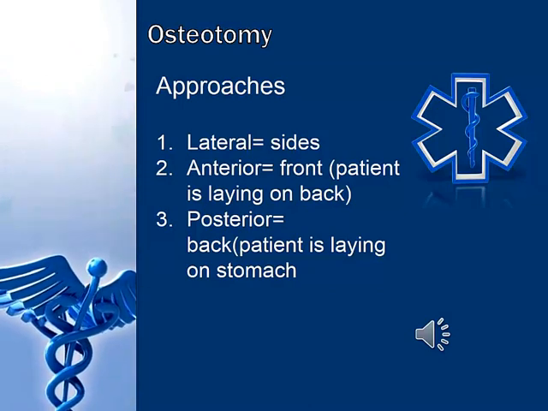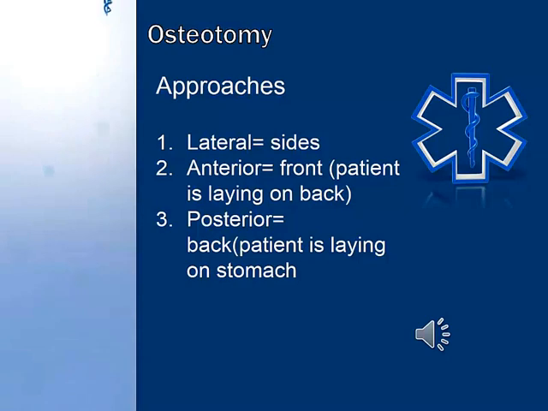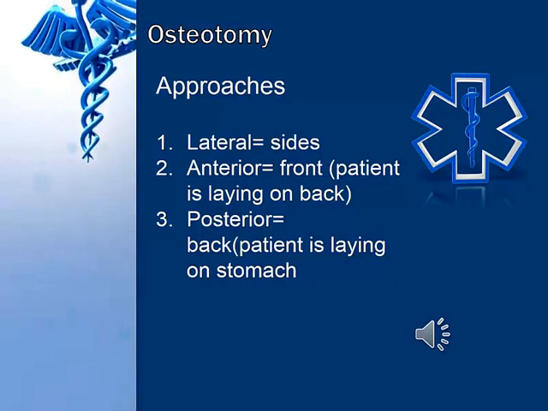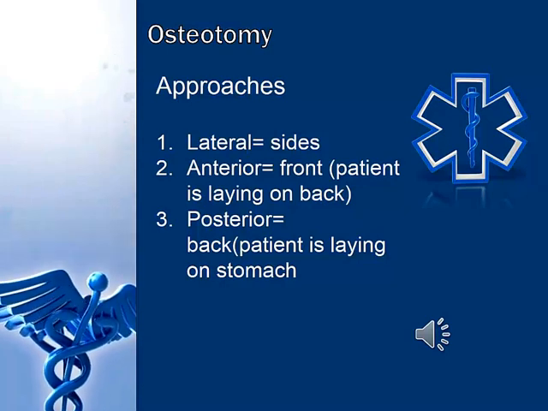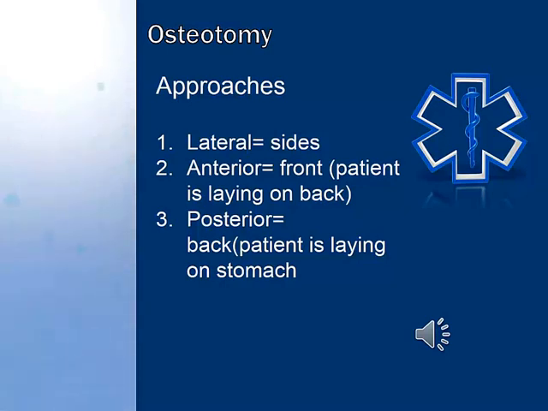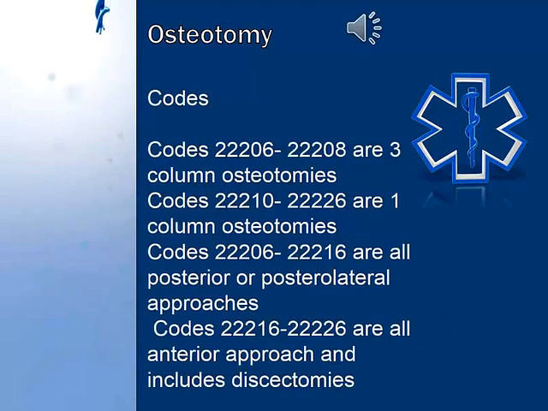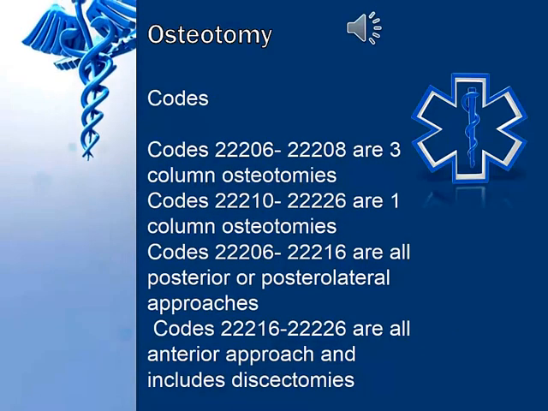Okay, so now let's discuss the different approaches the physician will take when performing the surgery. Okay, if a patient is placed in a lateral position, the patient is laying in a way that the physician can operate on the patient's side. An anterior position means the patient is laying in a way that the physician can access the chest or the front of the patient. Posterior refers to when the physician has laid the patient face down and is accessing the operative site by going through the back. Okay, so now let's get into the specifics of the actual codes.